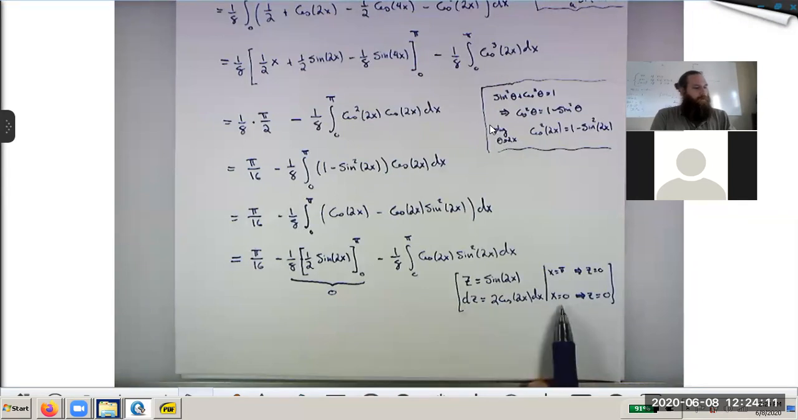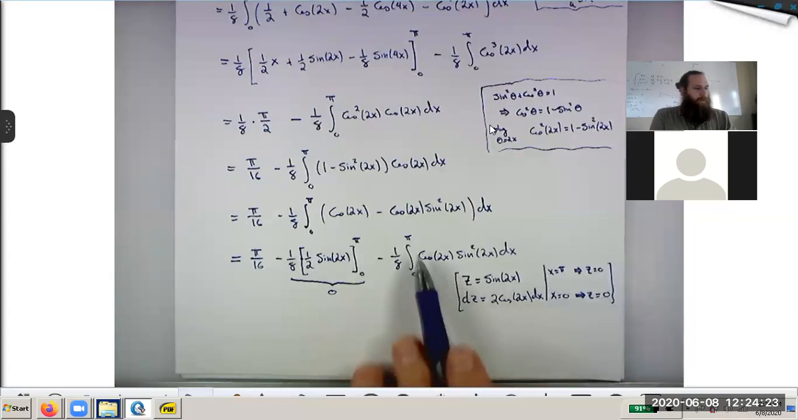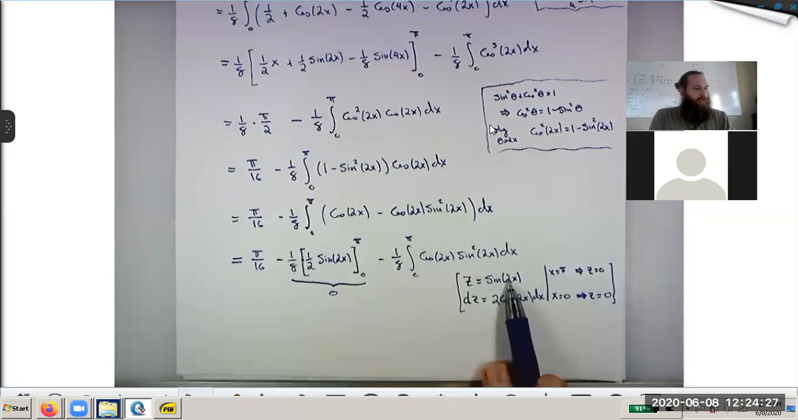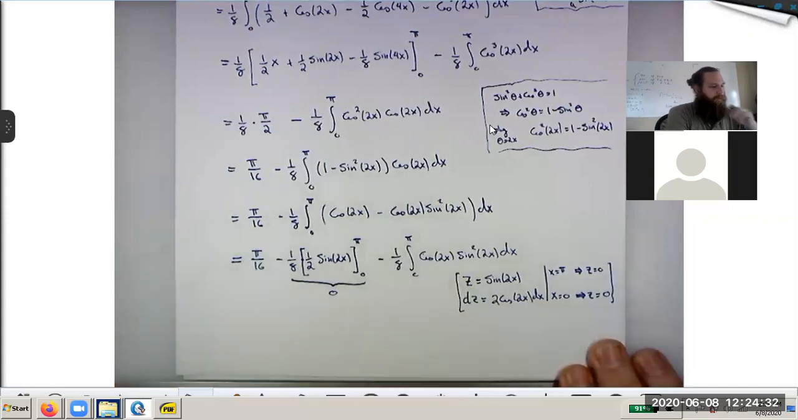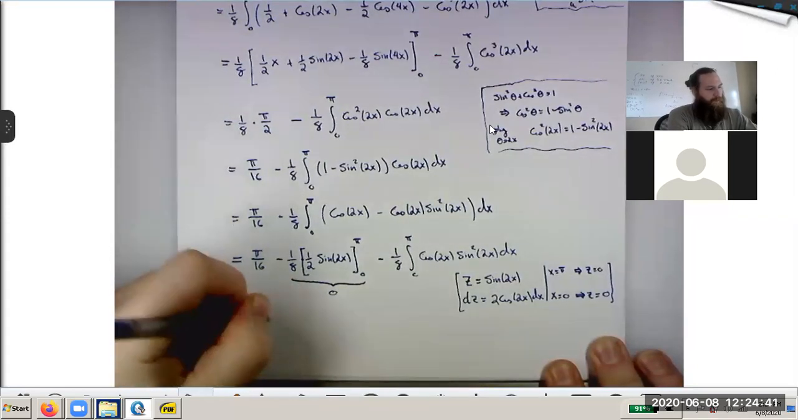So here, look at this. When my lower bound, x equals 0, is plugged into this substitution, z is the sine of 2 times 0, which is the sine of 0, which is 0. My upper bound, when x is equal to pi, I plug that in here, and I get z equals sine of 2 pi, which is also 0. So this becomes, this is so silly. My differential term was 2 cos 2x, so I'll have another copy of 1/2 coming out, but it's irrelevant.